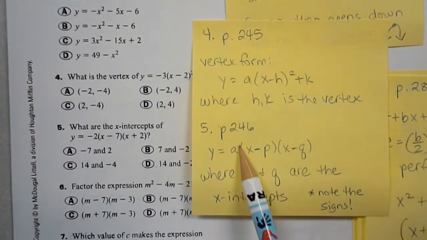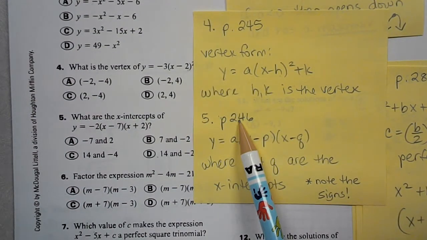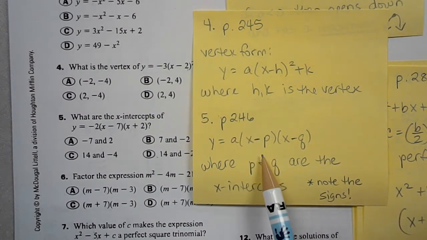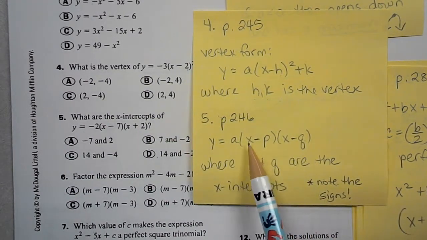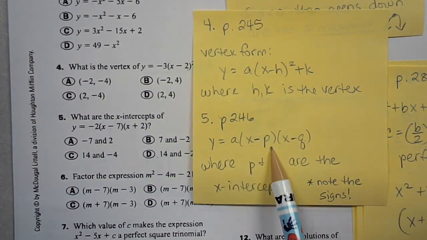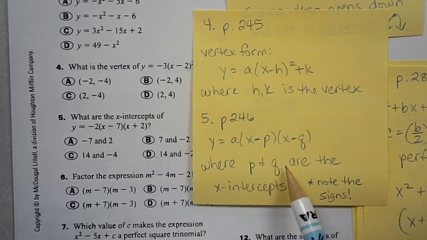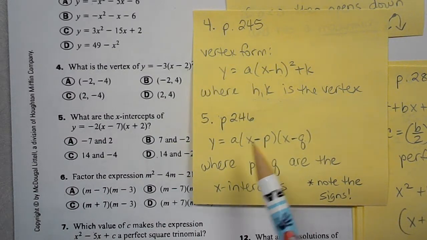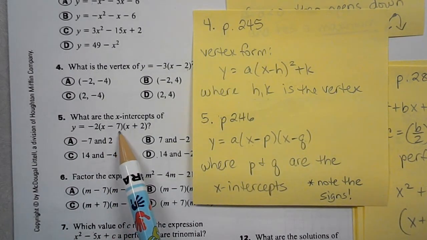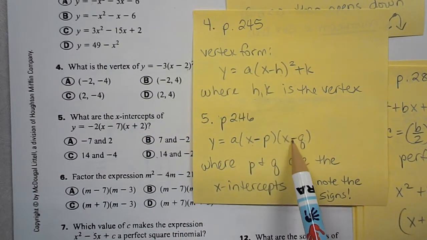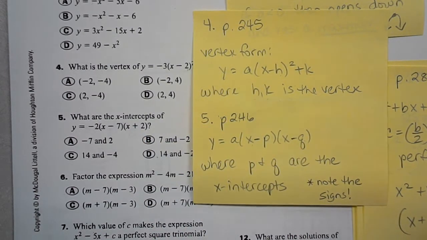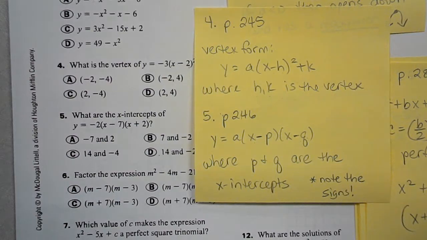Number 5 on page 246, it says what are the x-intercepts? Again, they've put it in the form for you. Y is equal to a, x minus p, and x minus q, where positive p and positive q are the intercepts. Be careful because you have to subtract them. Well, this is conveniently subtracted, so we know that p is 7. But this one is added, so you're going to have to change the sign of q to match that.